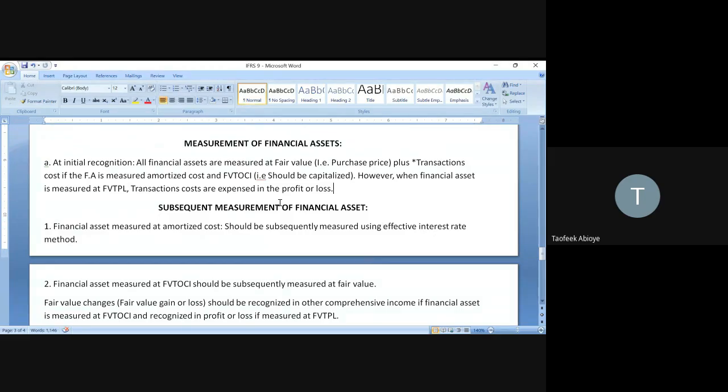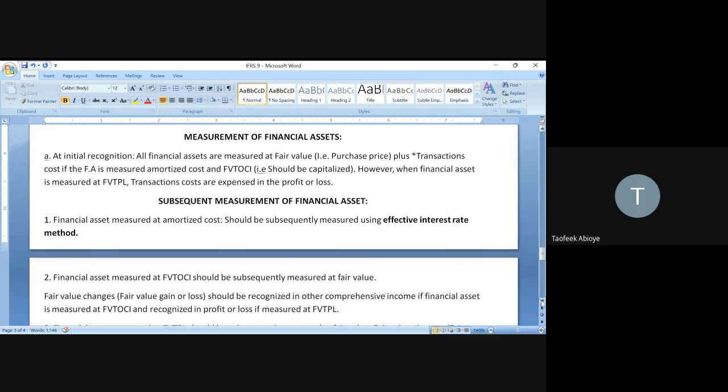At the end of year one, if it is our first classification, amortized cost, it should be subsequently measured using the effective interest rate method. So what is the effective interest rate method? What we did now with that compound financial instrument, that subsequent measurement where we said A plus B minus C, that is the effective interest rate method. So when you have a financial asset measured at amortized cost, we must subsequently measure it using that effective interest rate method.